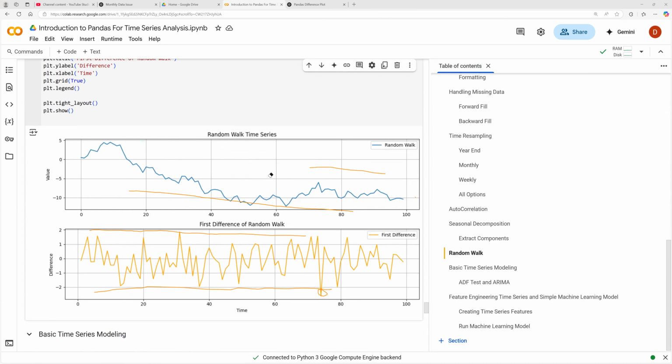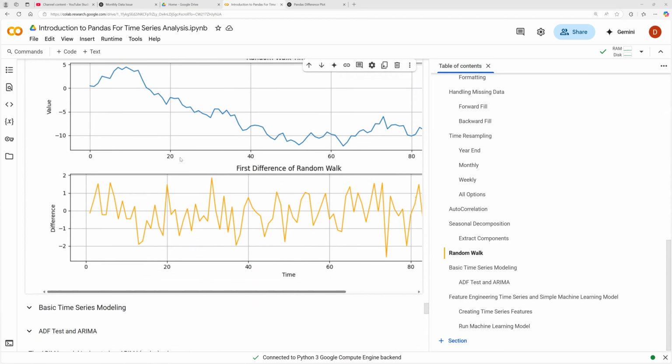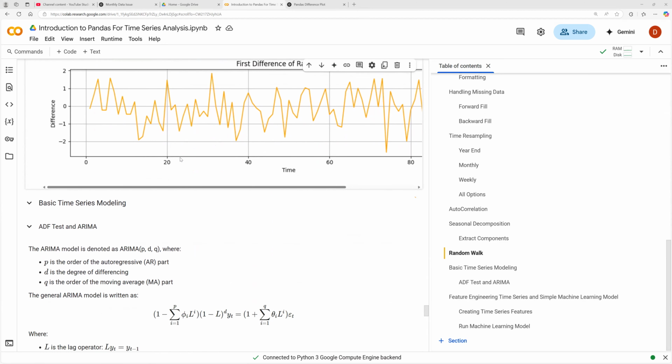So that's the idea of a random walk. This is useful in finance. It's used a lot in finance, but I've also seen it used in predicting things like cloud capacity, right? On a daily level, because you don't know what kind of data is going to come in on a daily level.